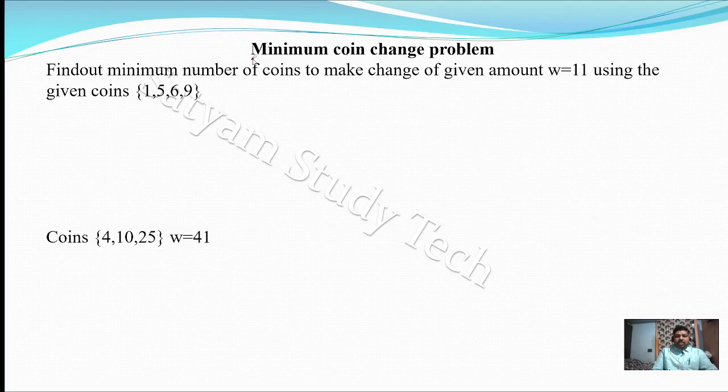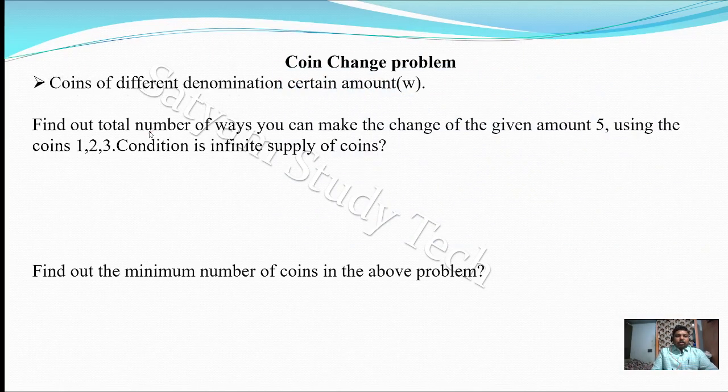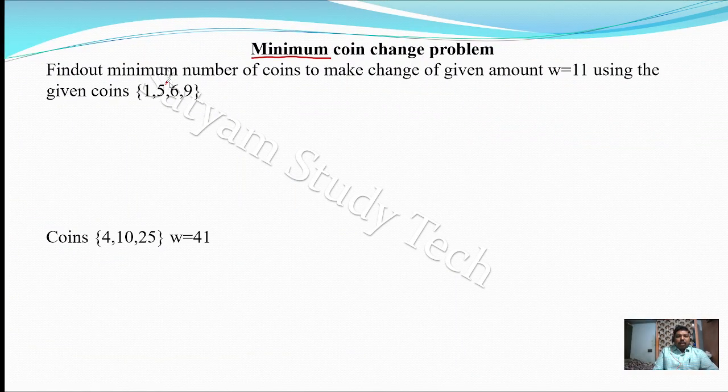Today's topic is the minimum coin change problem. In the previous video, we discussed finding the total number of ways you can make change for a given amount. Now we will discuss finding the minimum number of coins to make change for a given amount, w equal to 11, using the given coins 1, 5, 6, 9.